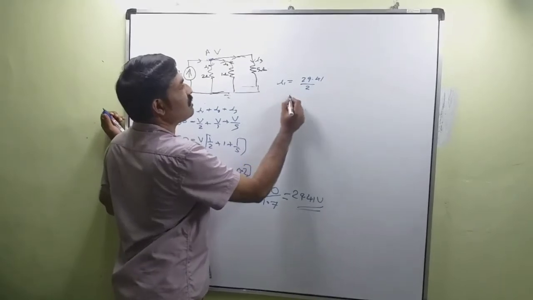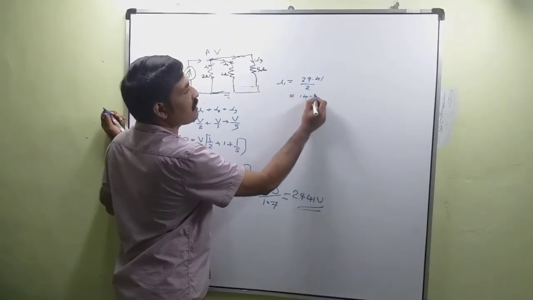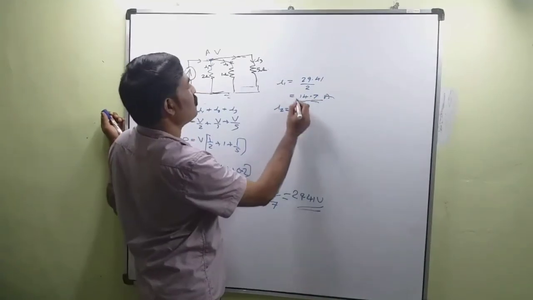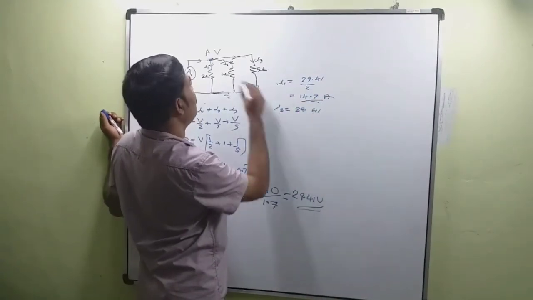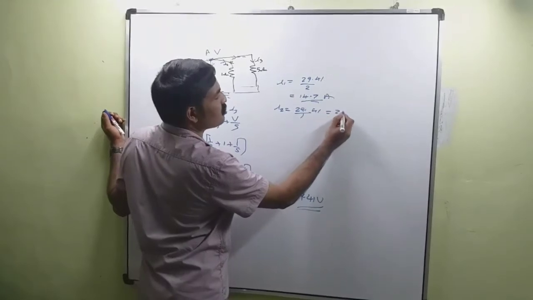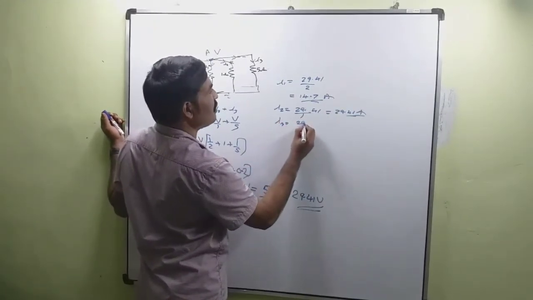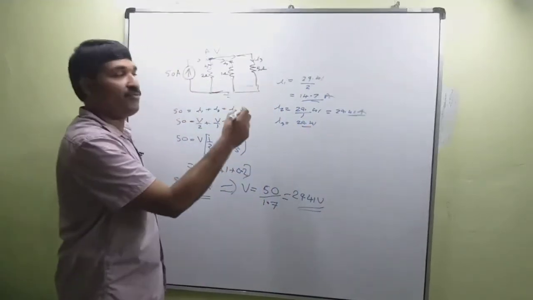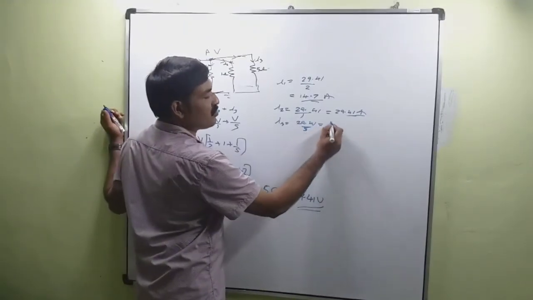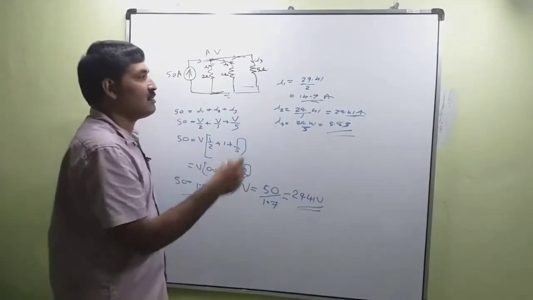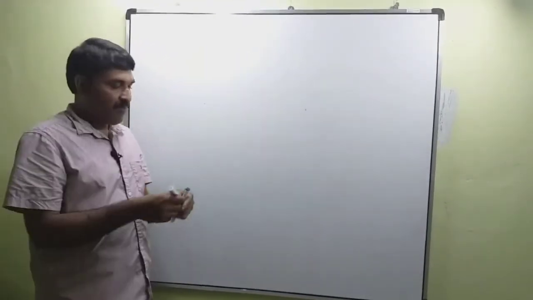Now I1 is equal to 29.41 divided by 2, that is equal to 14.7 amps. I2 is equal to 29.41 divided by 1, that is equal to 29.41 amps. And I3 is equal to 29.41 divided by 5, that is equal to 5.88. Okay, so these are the values of currents.